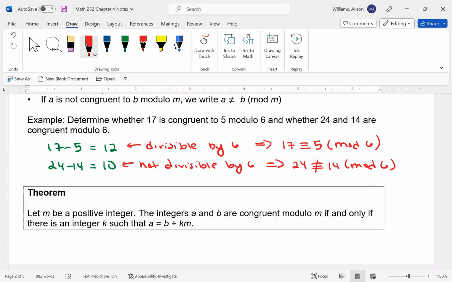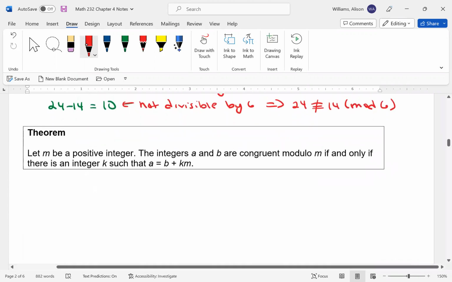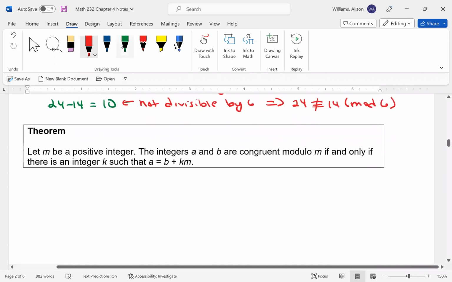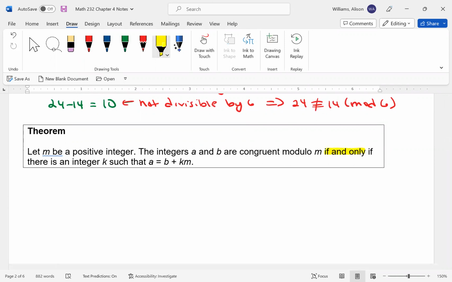Okay, so this actually isn't too bad. We're going to prove this. And because they used the phrase if and only if, that means I have to prove it in both directions. I have to first assume that A and B are congruent modulo M and then show that the second statement follows, that K is an integer such that A equals B plus KM. And then the reverse, I'd have to start by saying, suppose there's an integer K such that A equals B plus KM, and then show they are congruent modulo M. All right, so here we go. Let's do this.